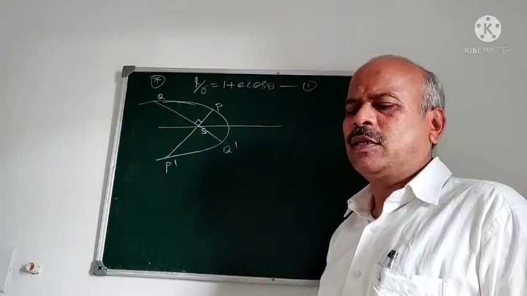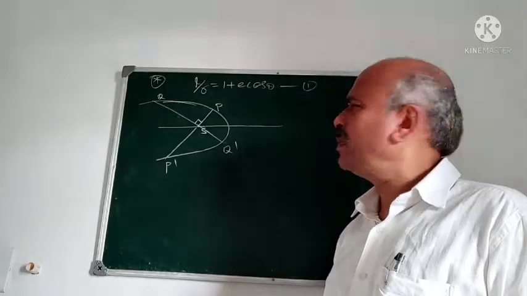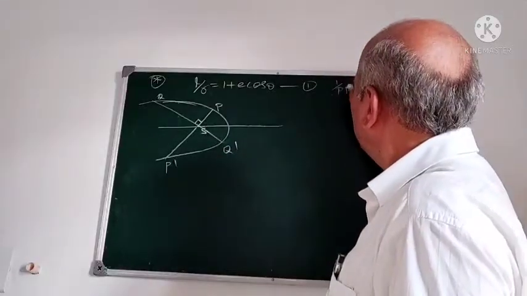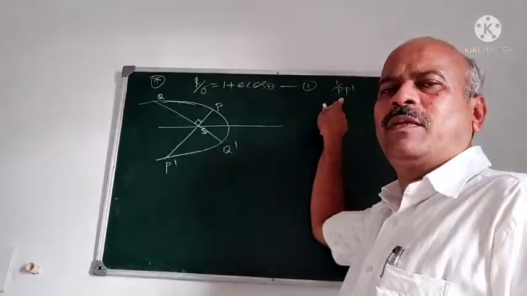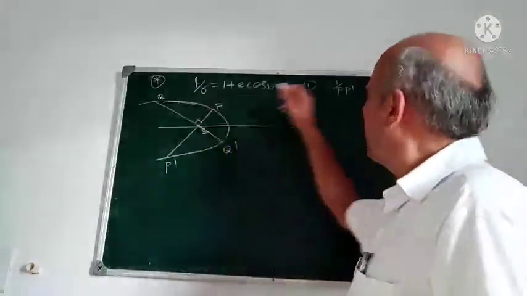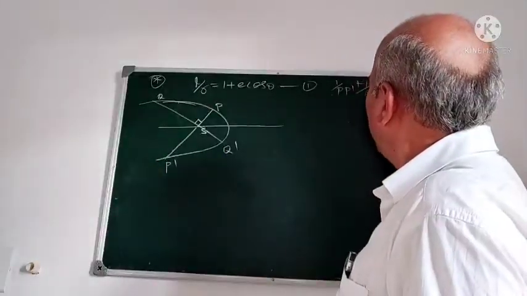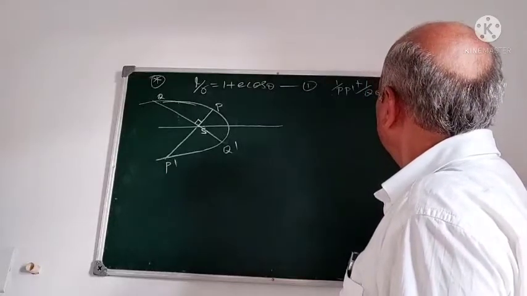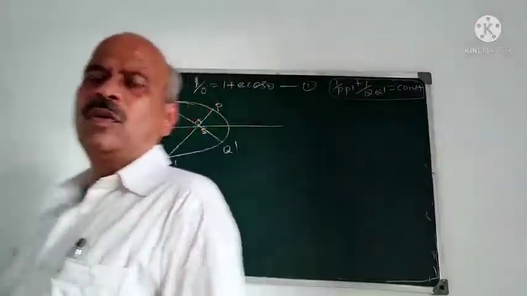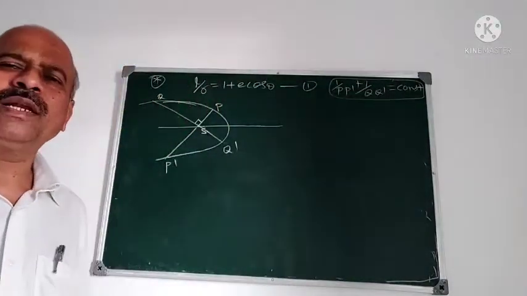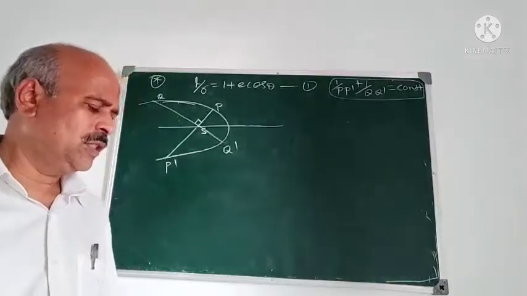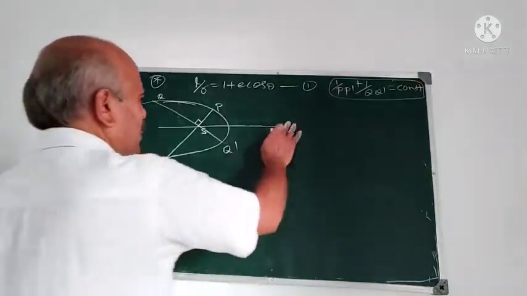Now what you have to prove here? The problem is, the sum of the reciprocals of two perpendicular focal chords: 1 upon PP dash, because PP dash is a focal chord, and QQ dash is another focal chord which is perpendicular to that. The sum of their reciprocals is constant. This you have to prove. That is, 1 upon PP dash plus 1 upon QQ dash is constant. For that we proceed like this.